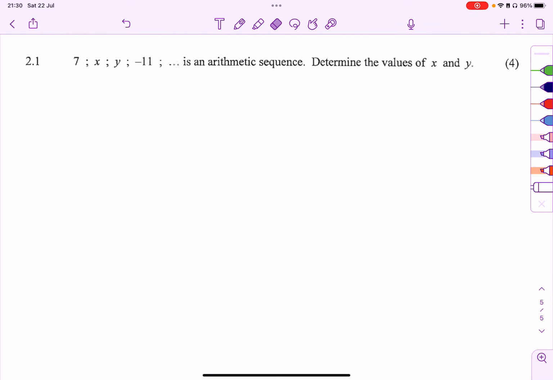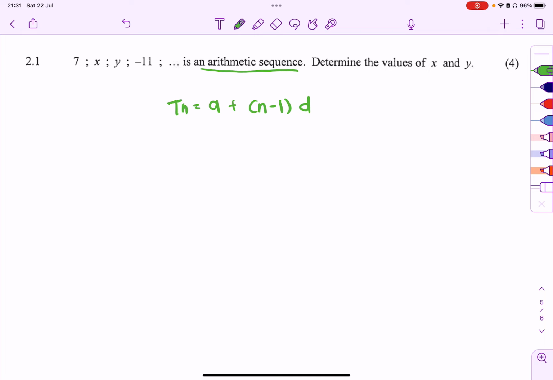Okay, 2.1. 7, x, y, minus 11 is an arithmetical sequence. Determine the values of x and y. So we know that it is an arithmetical sequence. To determine this, we know that the arithmetical sequence general equation is Tn = a + (n minus 1)d. So if we're able to figure out all these other values, we would be able to know what x and y would be when we substitute into Tn.